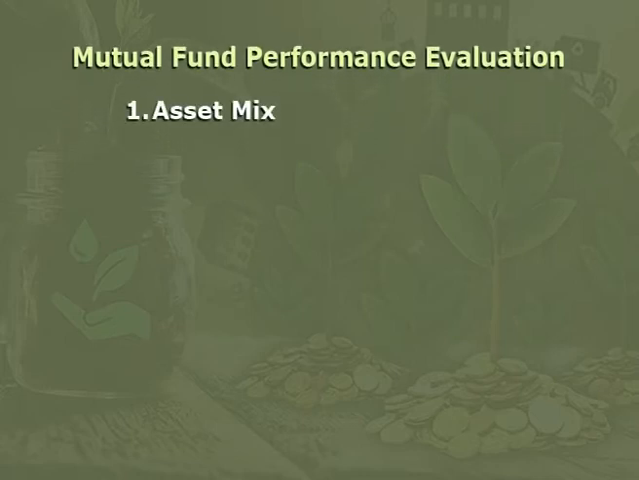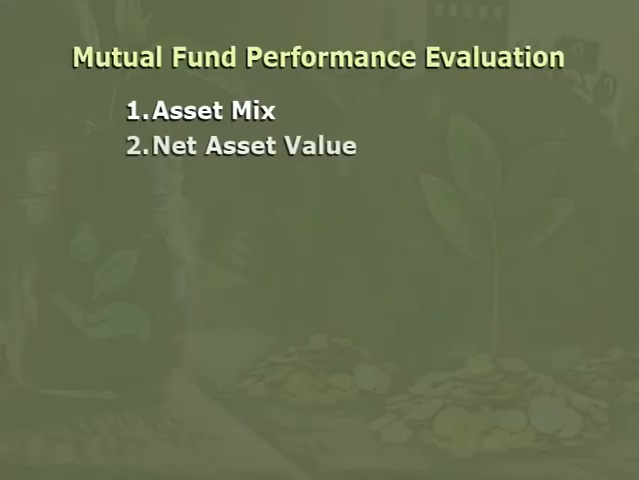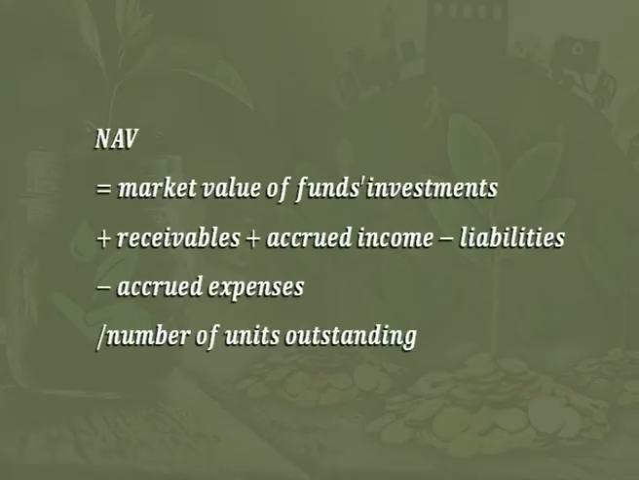Number 1, asset mix. It refers to the allocation of the corpus of the scheme across stocks, bonds or cash. It reflects the degree of risk and return. Number 2, net asset value, often referred to as NAV. It refers to the market value of assets minus its liabilities. The NAV is divided by the number of units outstanding on the valuation date.